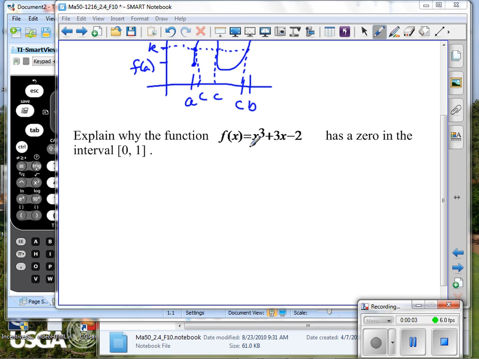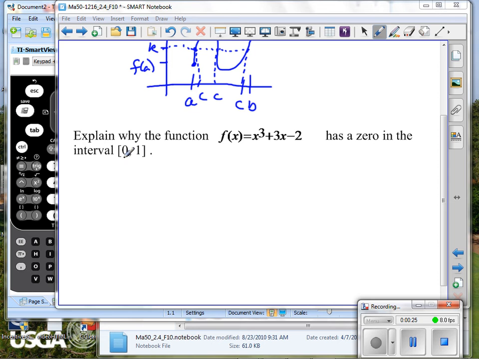Explain why this function has a 0 in the interval from 0 to 1. Now let's talk about what this is asking. This is a function. It's a polynomial function. What do you know about polynomial functions? Continuous where? Everywhere. Okay. Explain why it has a 0, though, between this interval.